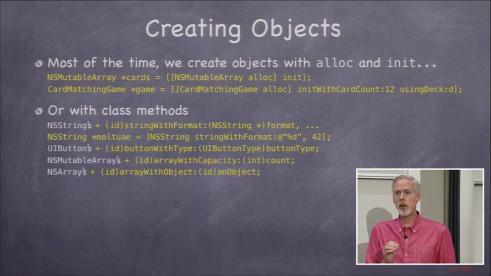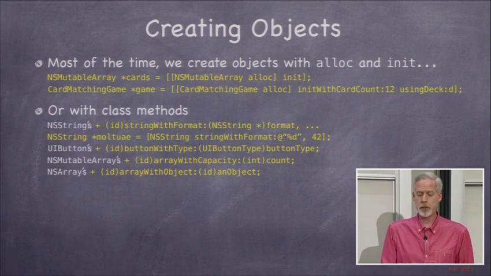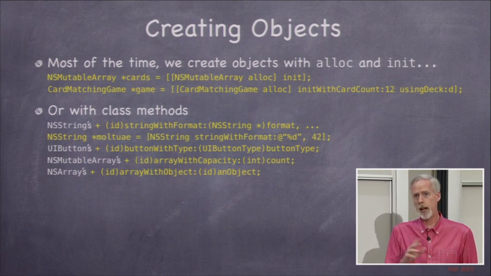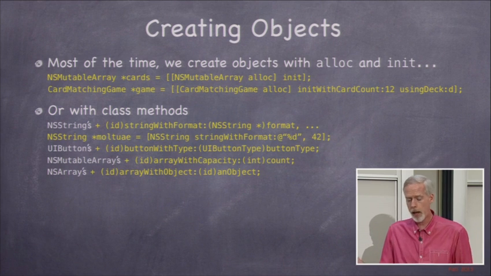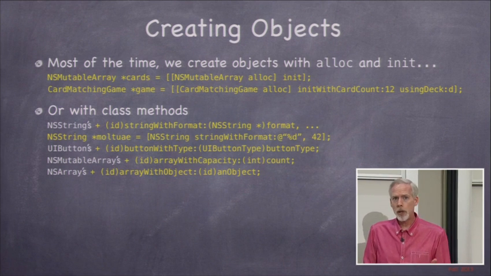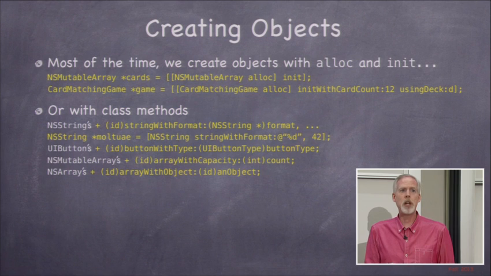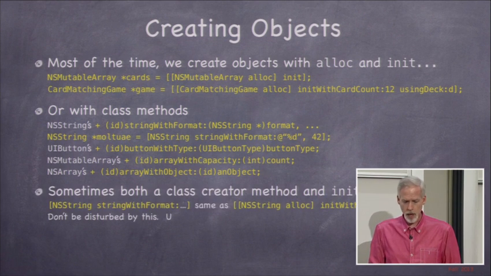And you've also seen us create objects in the heap using class methods, like string with format. Remember, we did NSString, string with format, and that's a class method, right? Because it's open square bracket, name of a class, and then class method. So that's two different ways you've seen already to create objects.